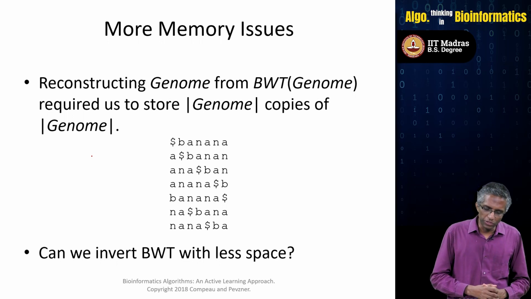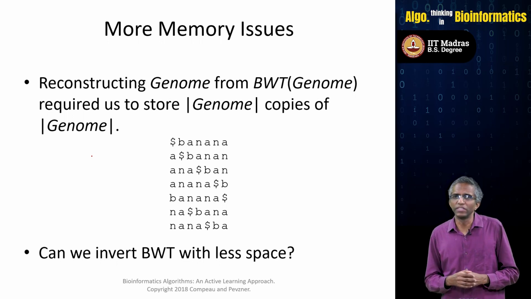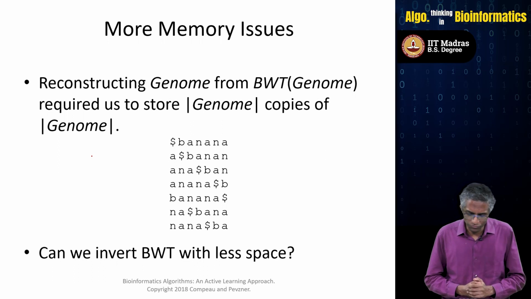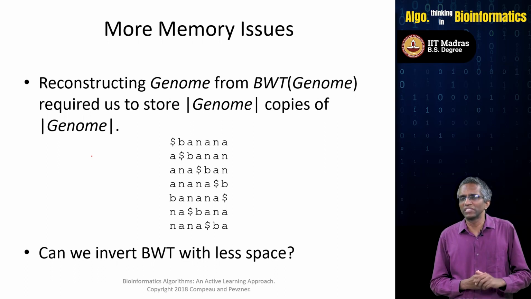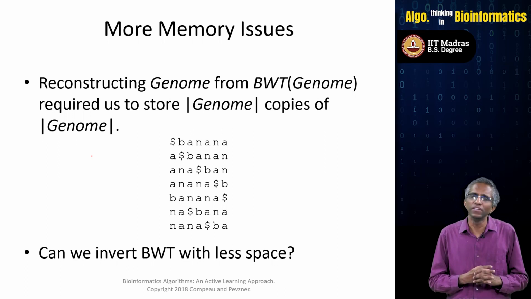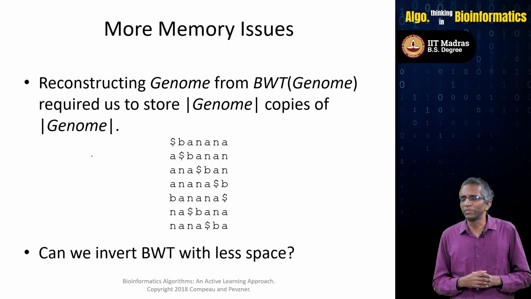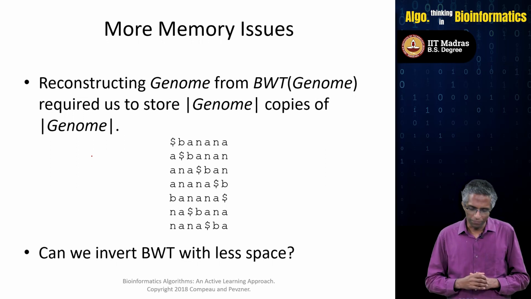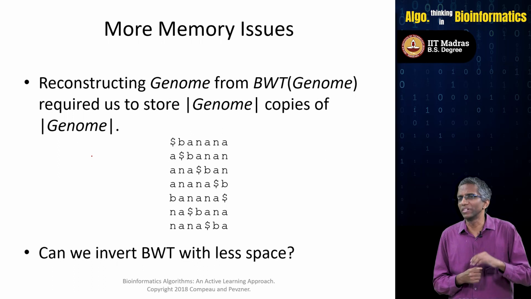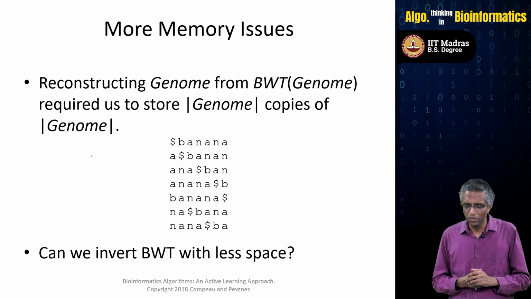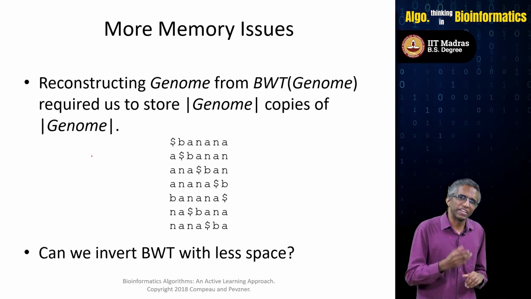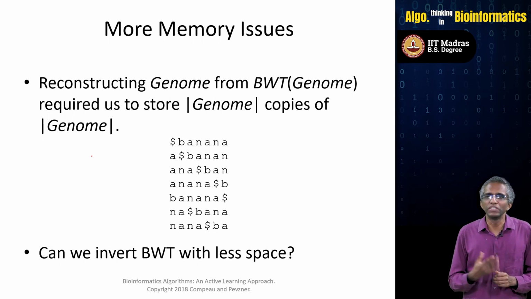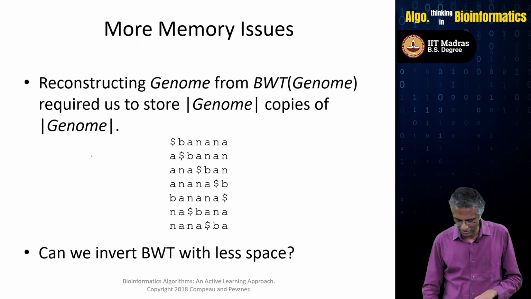So can we invert the BWT with less space? That is what we are going to look at next. Think of the original problem with suffix trees. We were spending about 20 times, the hidden constant was 20. It was linear in the size of the genome, but it was 20 times the size of the genome. We want to do much less. Here we seem to have not done better because we are again going back to the quadratic problem. But can we actually invert a Burrows-Wheeler transform with less space? That is the question we will ask next.